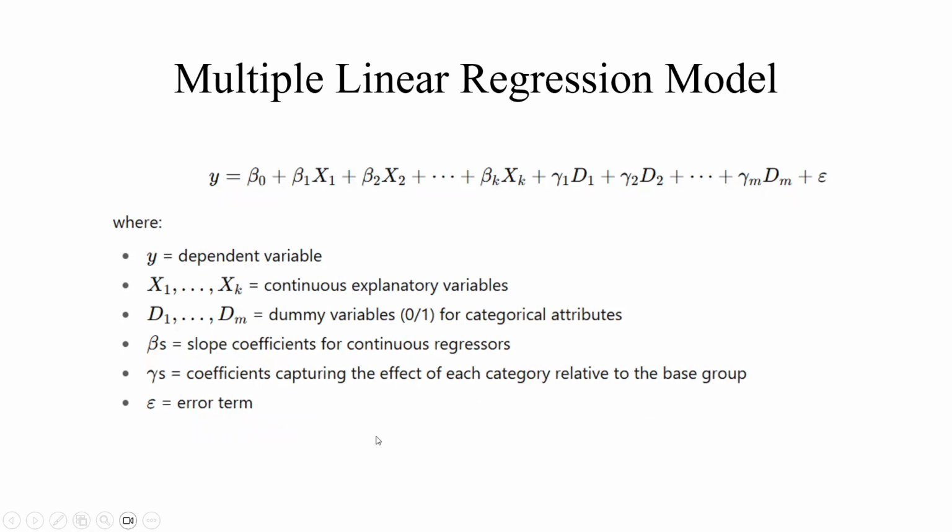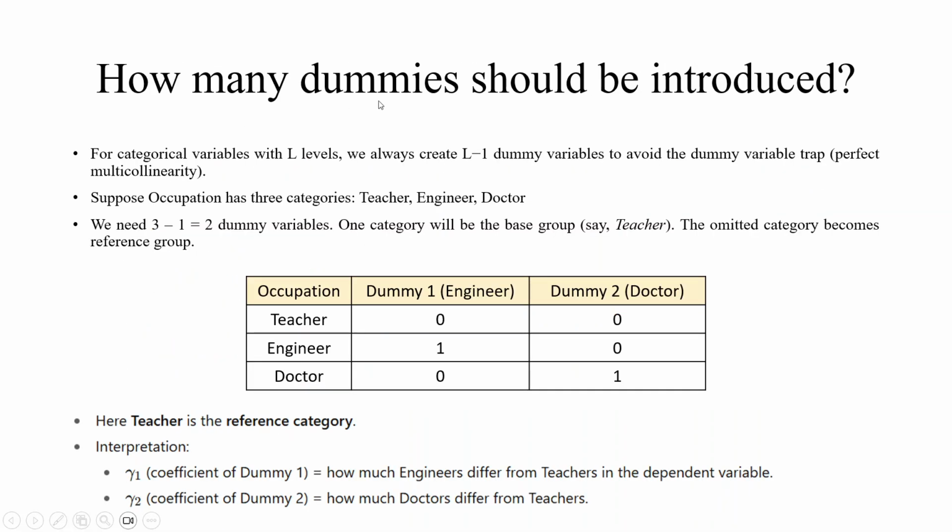Now, what is the equation for general linear regression model with the dummies? So y is equal to beta 0 plus beta 1 x1. So the coefficient of x1 is beta 1, coefficient of x2 is beta 2 till beta k xk, and gamma is the coefficient of the dummies. So gamma 1 d1, gamma 2 d2, gamma m dm, and epsilon is the error term. So there is one question, that how many dummies should be introduced in our regression?